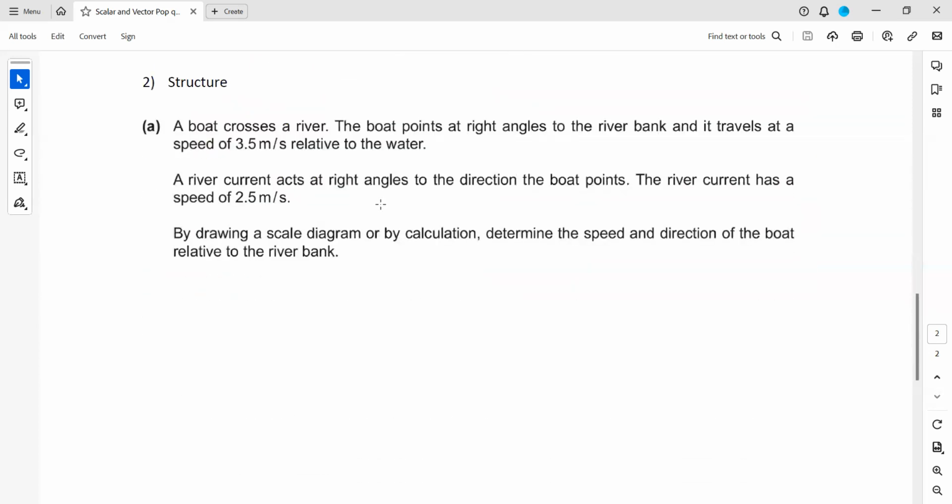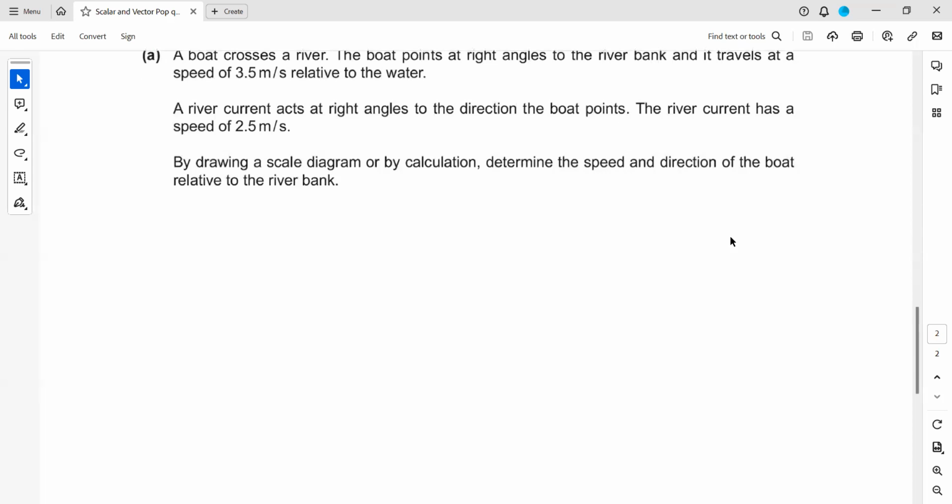The next question is: a boat crosses a river. The boat points at a right angle to the river bank as it travels at a speed of 3.5 meters per second relative to the water. The river current is at a right angle to the direction of the boat, and the river current is 2.5 meters per second. By drawing a scale diagram or by calculation, determine the speed and the direction.